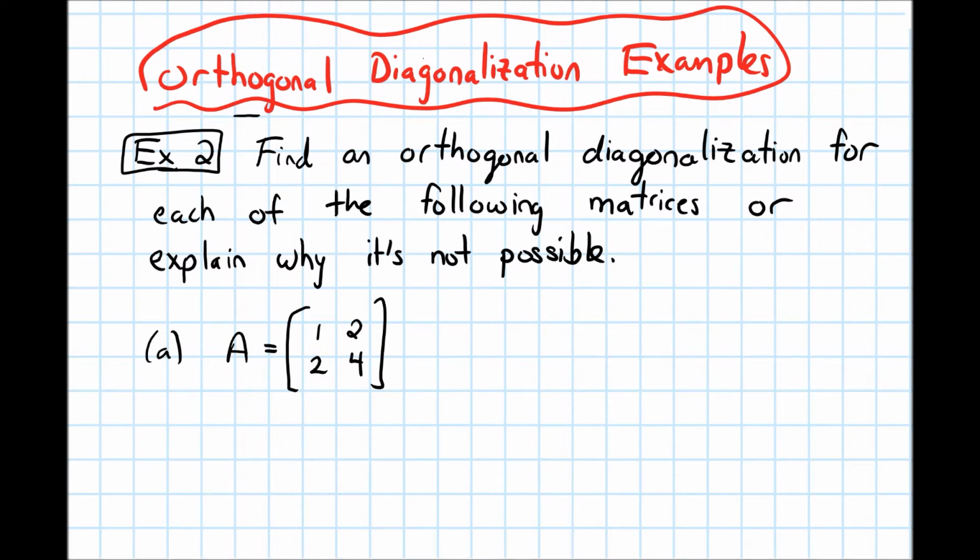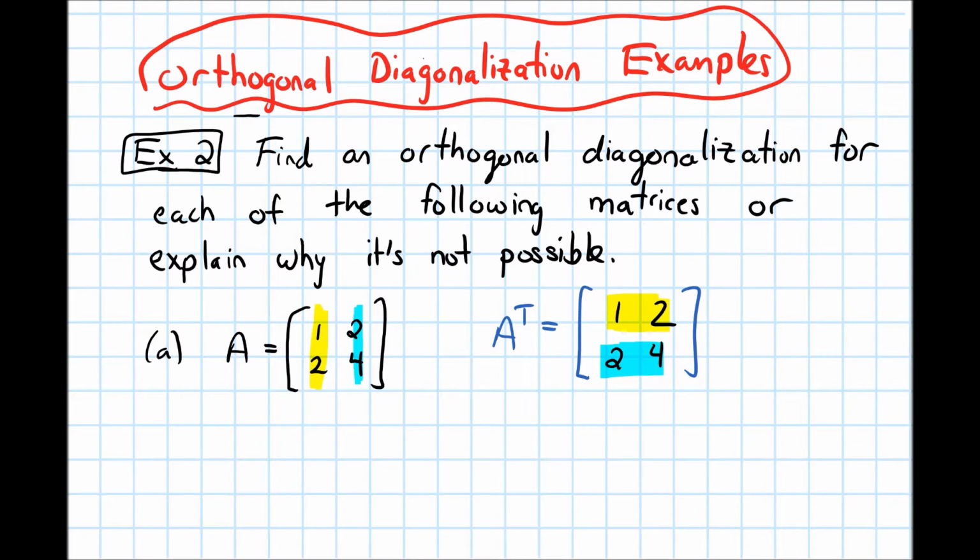To check to see if a matrix is orthogonally diagonalizable or not, I need to check to see if it's symmetric. So let's form the transpose. For the transpose of this matrix, the first column, 1, 2, becomes the first row in the transpose, so 1, 2. And then the second column, 2, 4, should become the second column of the transpose, so 2, 4. Alright, so we have this.